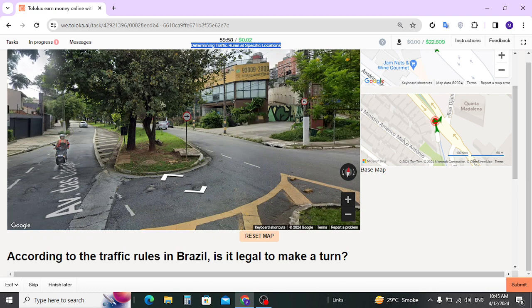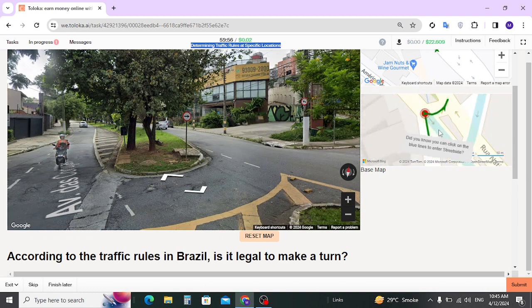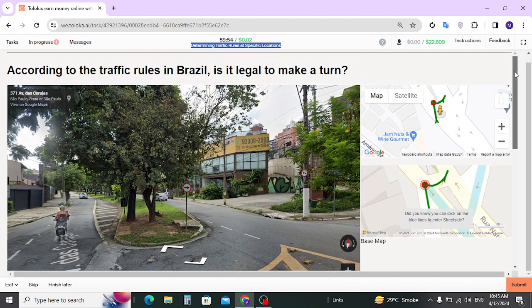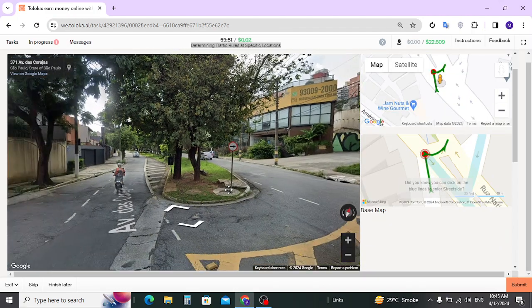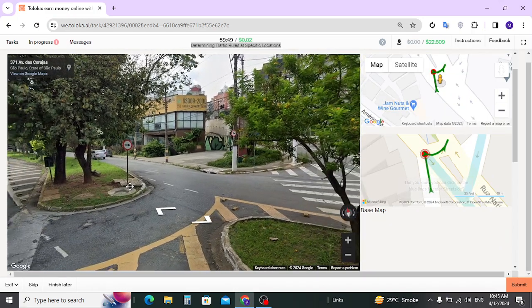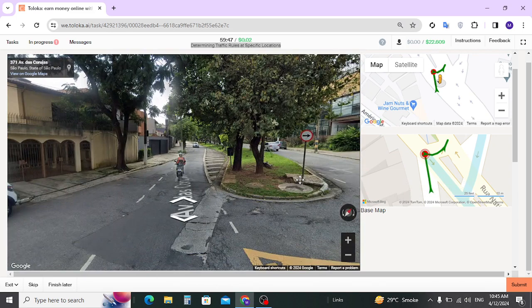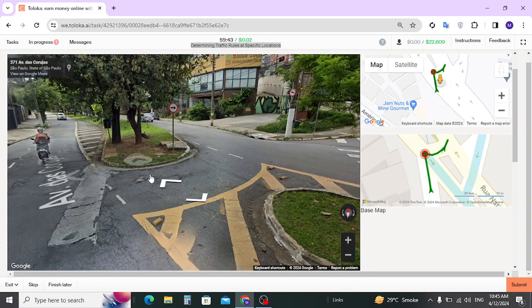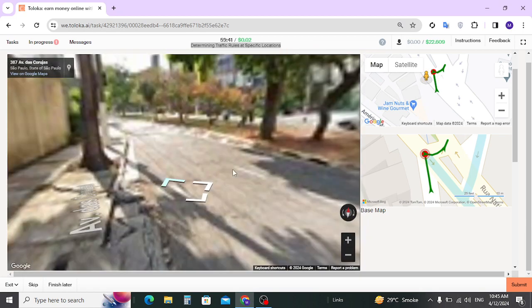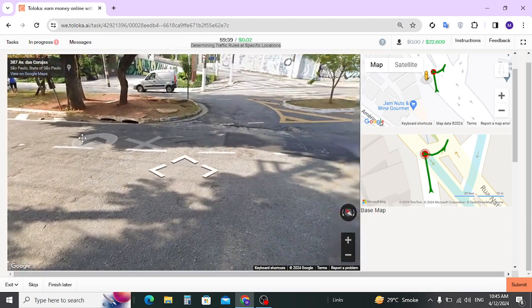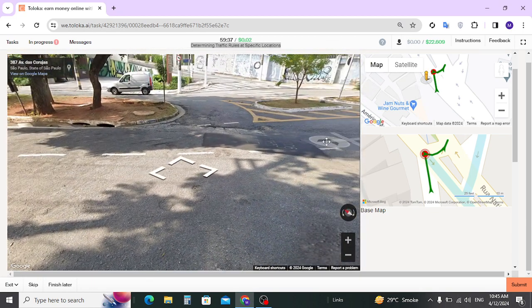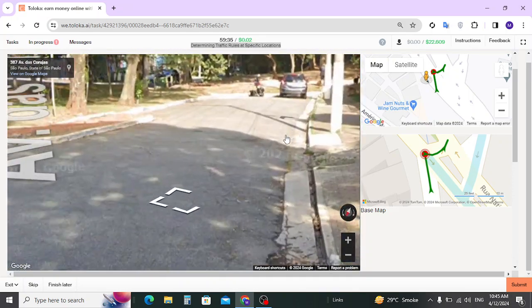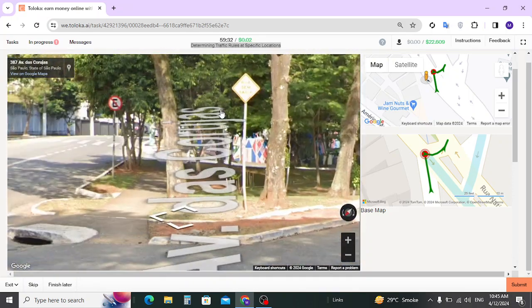Okay, the next task. This is the base map where we are right now. Here, by just moving this map right or left, you can determine your location by this arrow. Right now we are standing here and we want to turn in this way. Here you can see, is this road a two-way? First of all we have to check.